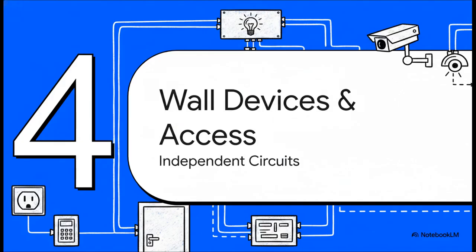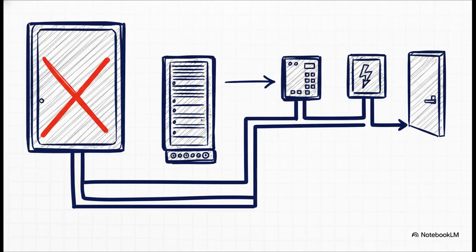Let's jump to Section 4, Wall Devices and Access Control, Independent Circuits. Let's shift our focus away from the rack for a minute to explain how we handle field components and access control system power. Because, let's face it, not everything plugs into a neat little rack PDU. This is a vital distinction in PLEX.